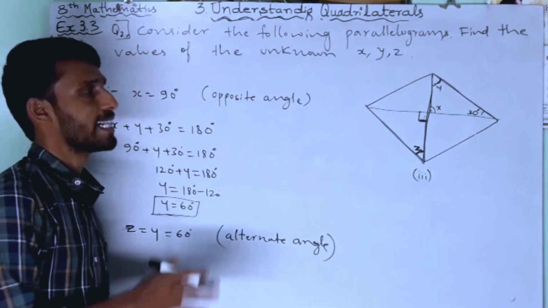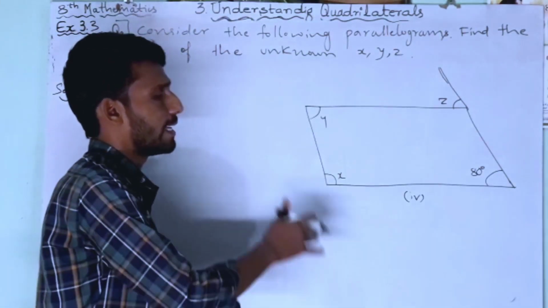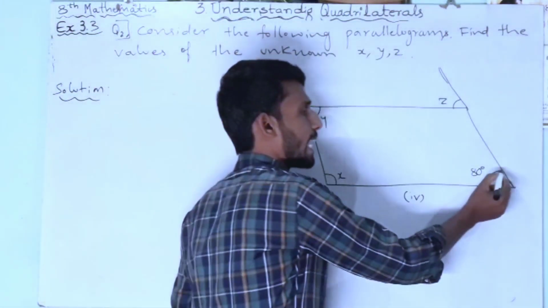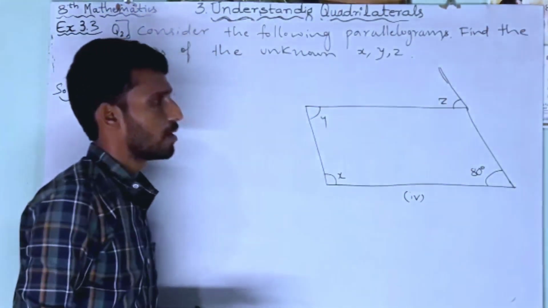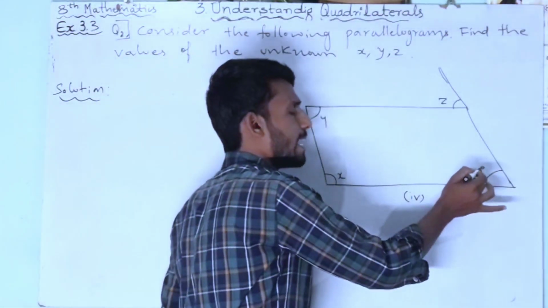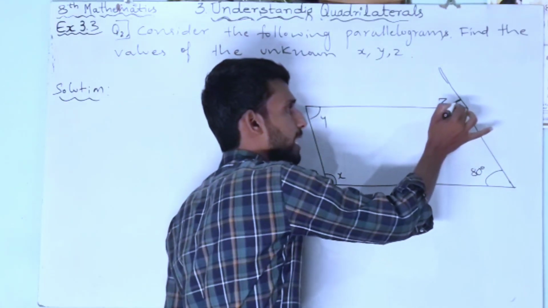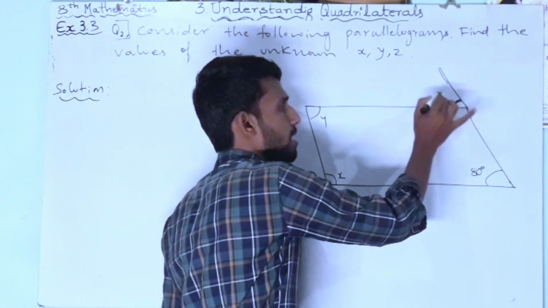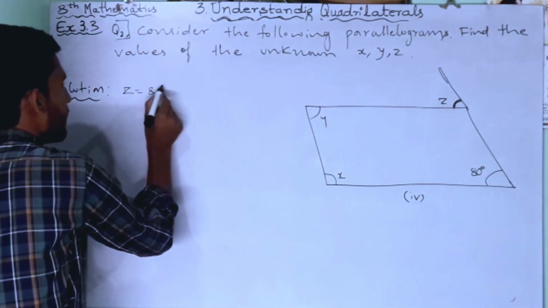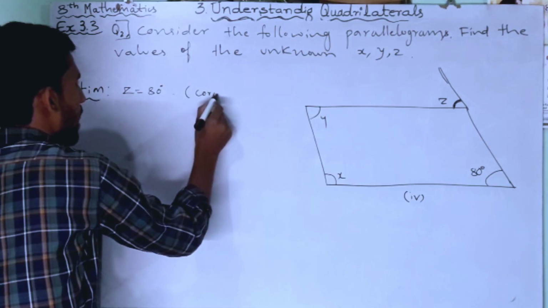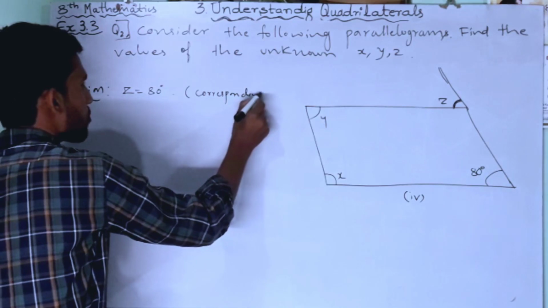Okay, dear student, next I am taking the fourth figure in question number 2. Here one angle is given as 80 degrees. We have to find out X, Y, Z. One angle is 80 degrees, meaning this is the corresponding angle. This is also Z. This is also equal. Now we can write Z is equal to 80 degrees because corresponding angles in a parallelogram are always equal.